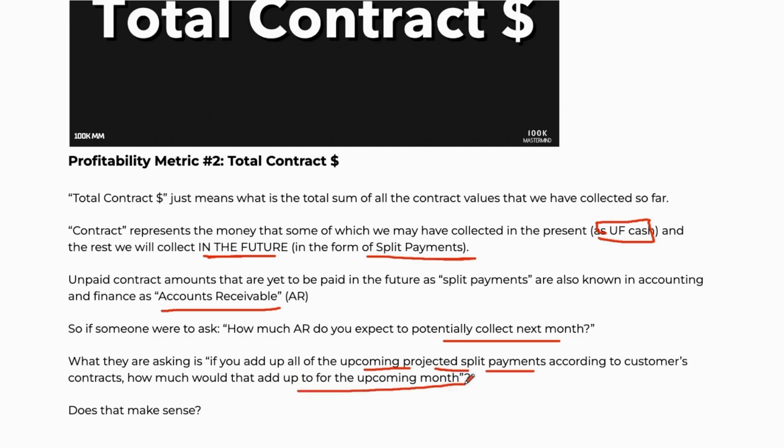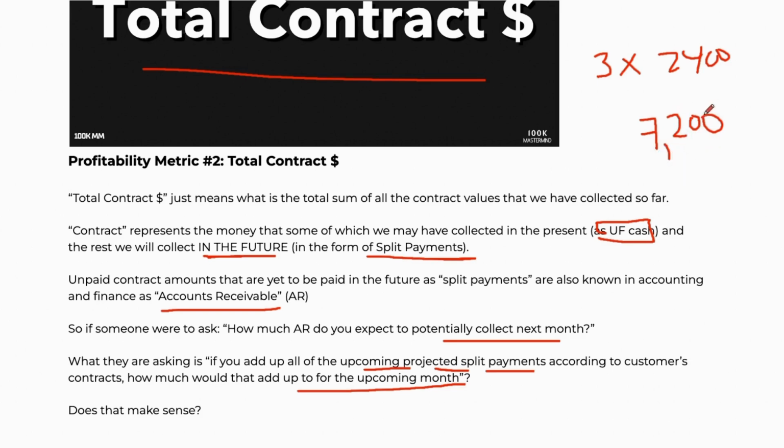And so what we're talking about here is when we say total contract, let's say, for example, this month, I signed up 3 customers at $2,400 each. So what would that be total? That means that I now have over here 7,200, right? 3 times 2,400, yep, $7,200 in total contract value.